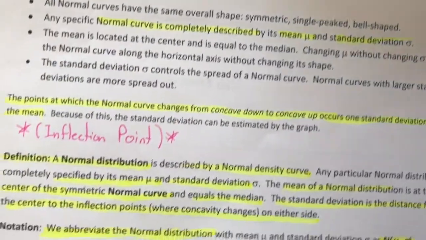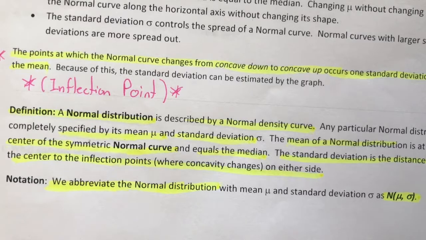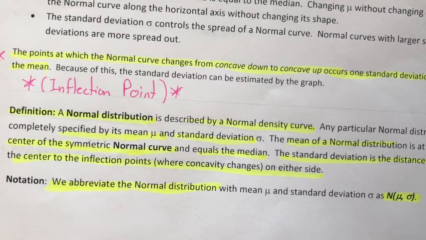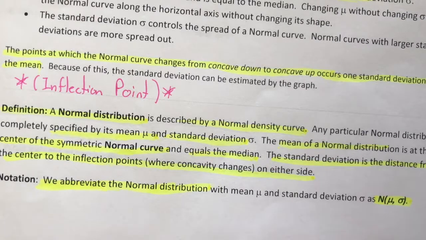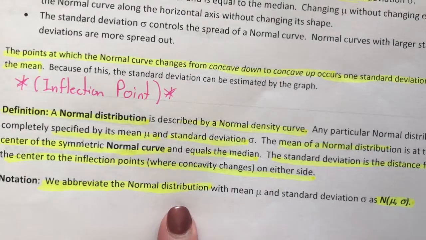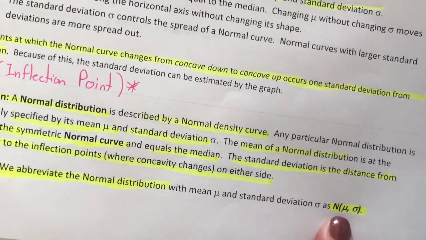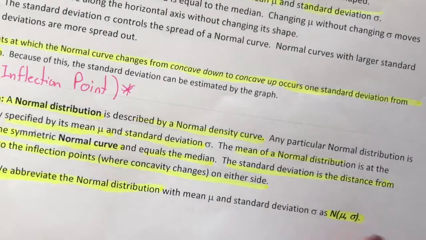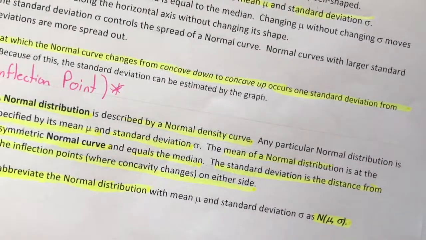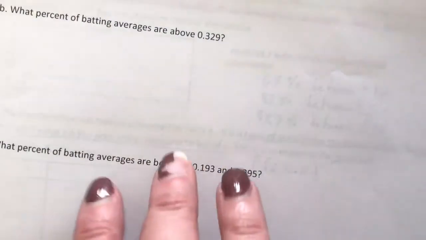All right, so let's continue on. As we take a look below, the definition: a normal distribution is described by a normal density curve. Any particular normal distribution is completely specified by its mean and standard deviation. The mean of the normal distribution is at the center of the symmetric normal curve and is equal to the median. The standard deviation is the distance from the center to the inflection points where the concavity changes on either side. We will abbreviate normal distribution with the mean of mu and a standard deviation sigma as N, and then in parentheses we're going to put the mean, comma, standard deviation. We are going to use this notation, so it's definitely something you want to get familiar with. All right, so let's take a look at the next page.